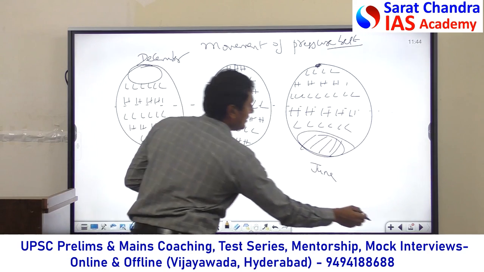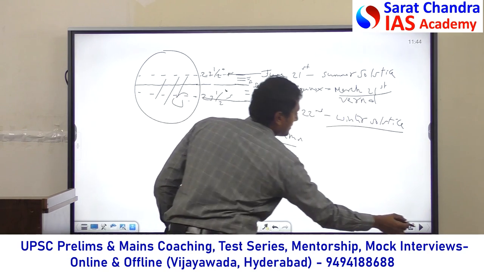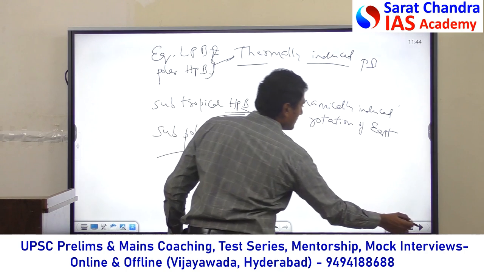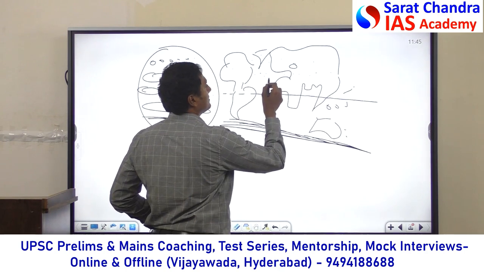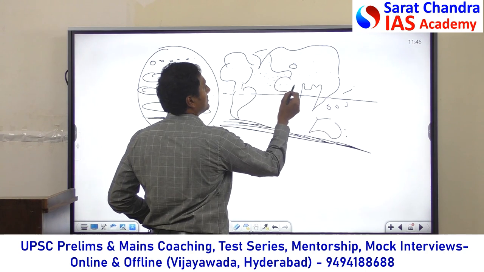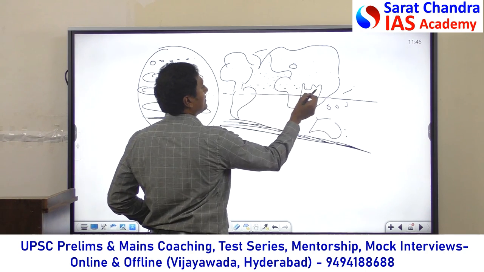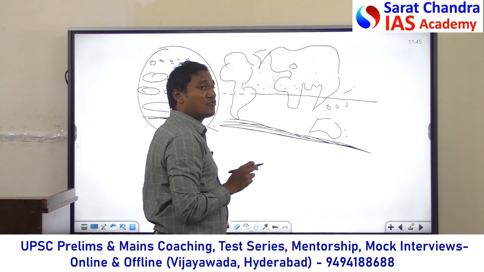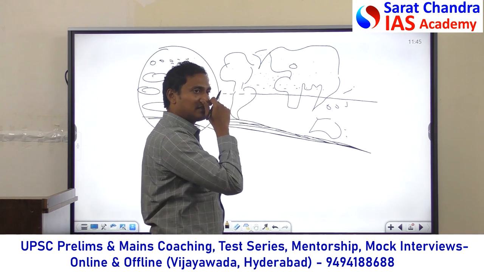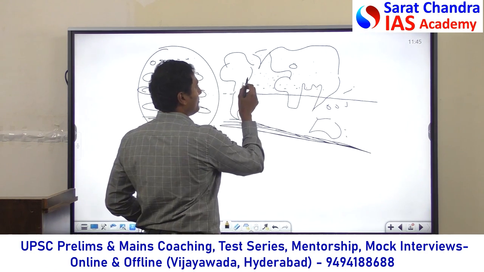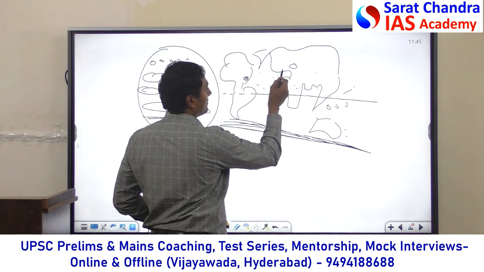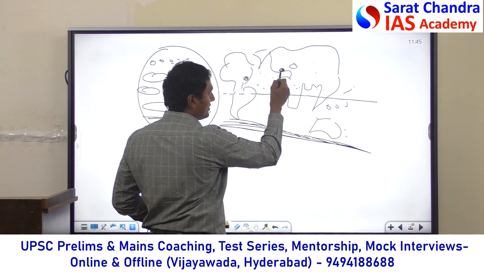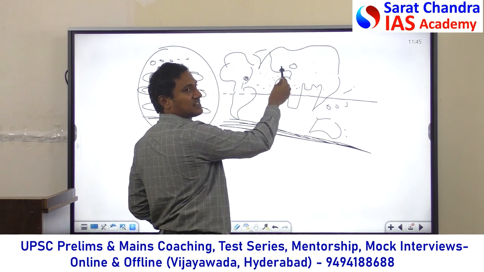See, if you look at the world map, it exactly falls in this region. In this region, trading was very high. In the olden days also, trading was very high. From Italy, Italy is here. Italy means Southern Europe.